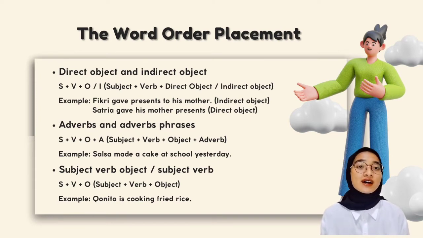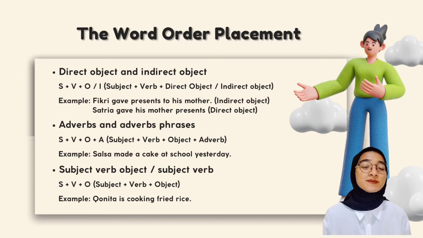The second is adverbs and adverb phrases. The typical arrangement is subject plus verb plus object plus adverbs. The example is Salsa made a cake at school yesterday. And then the last is subject verb object or subject verb. The typical arrangement is subject plus verb plus object. The example is Qonita is cooking fried rice.